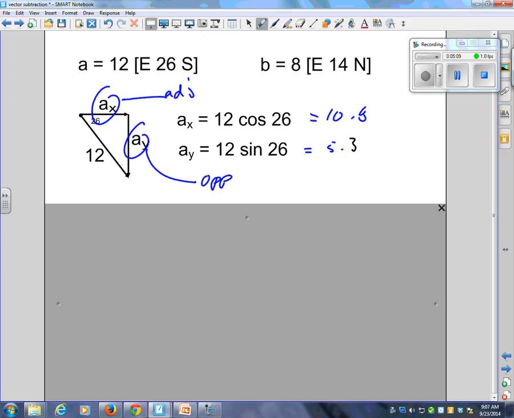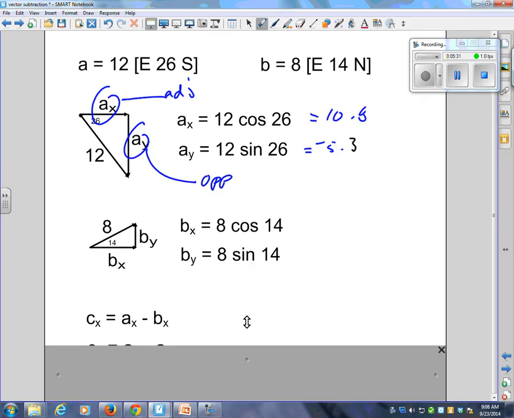Pause there and see if anyone can spot the mistake that I made. What's the mistake, Chris? The AY should be negative. Why? Because it's down. Exactly. Now, be careful, vector subtraction and negative, right? Don't rush through this. Just take a moment, make sure you got it right.